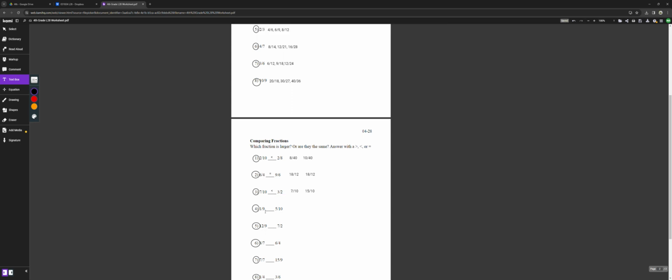For number 4, we have 1/9 and 5/10. We could just check. We can use a common denominator of 90. So we can multiply 1/9 by 10 here, so we have 10 over 90. And then we have 5 over 10, so we multiply both by 9, so 45 over 90. So 5 over 10 is bigger.